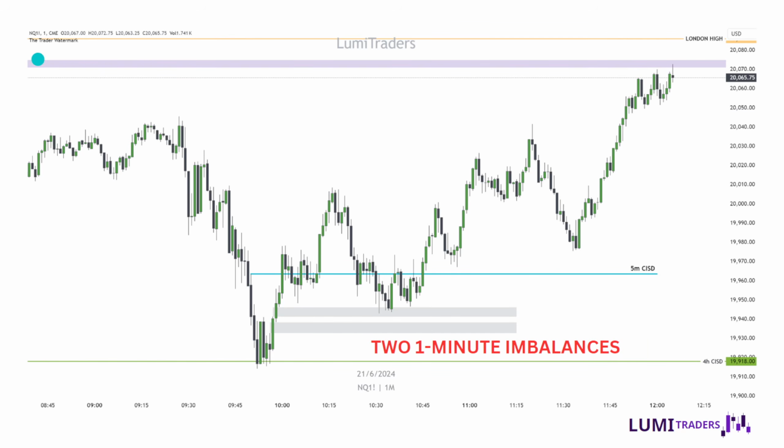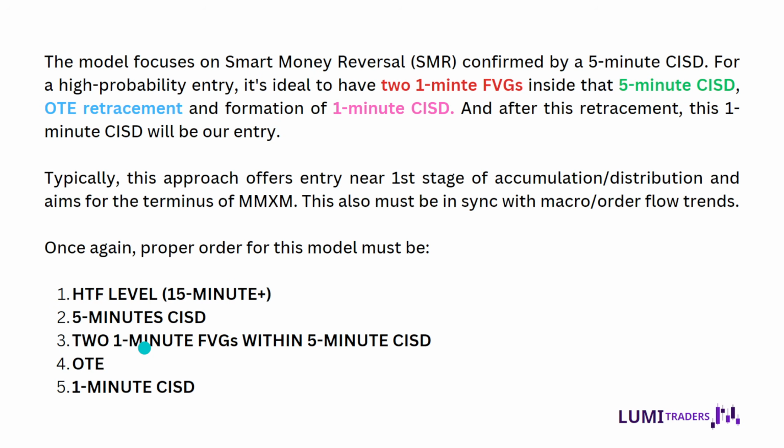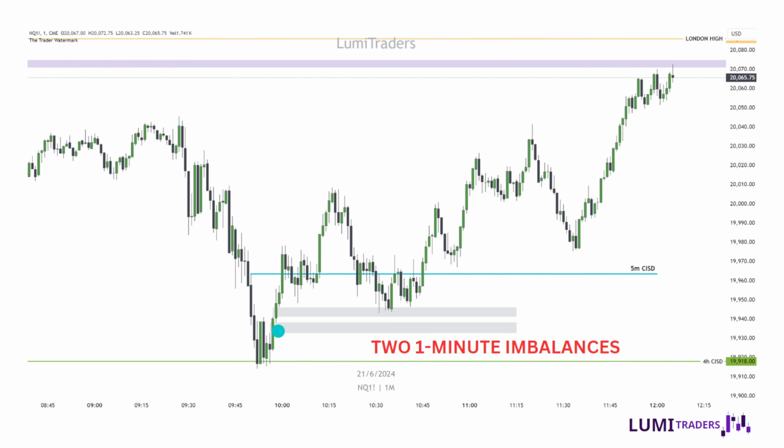After this, we want to switch to 1-minute chart. What we want to have inside this? We want to have two 1-minute imbalances within 5-minute change in the state of delivery range. So once we got the closure above the down close candle and we got confirmed 5-minute change in the state of delivery, we want to switch to 1-minute chart and we want to find two 1-minute fair value gaps. Of course, you can find 3 or more fair value gaps, but you must have at least 2. So 1, 2, within 5-minute change in the state of delivery range.